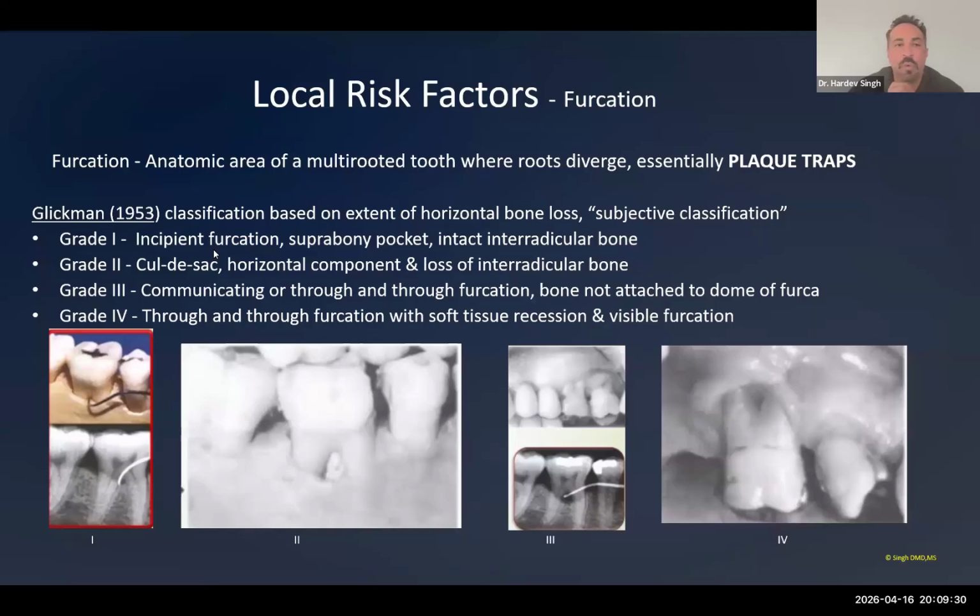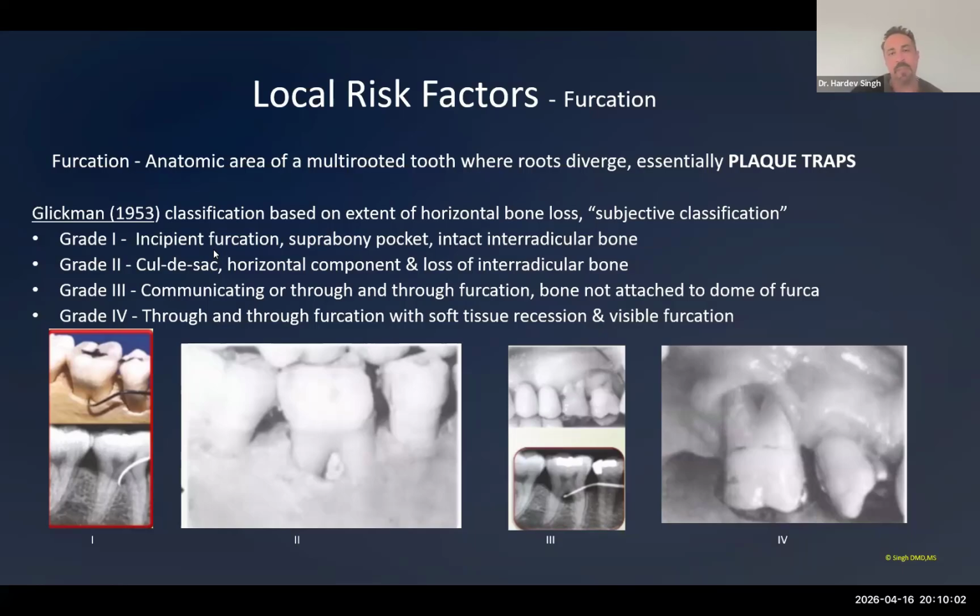So let's talk about local risk factors here. Furcation is the big one. I see a lot of patients where they have furcation involvement. I was at an office today. I did a consult on two furcation cases. One of them was an abutment for an FPD, a class 2 furcation. This is the Glickman classification. This is a cul-de-sac horizontal component. The other classification is this is more of an objective one. The Hamp classification is the other one. This one's a subjective one.